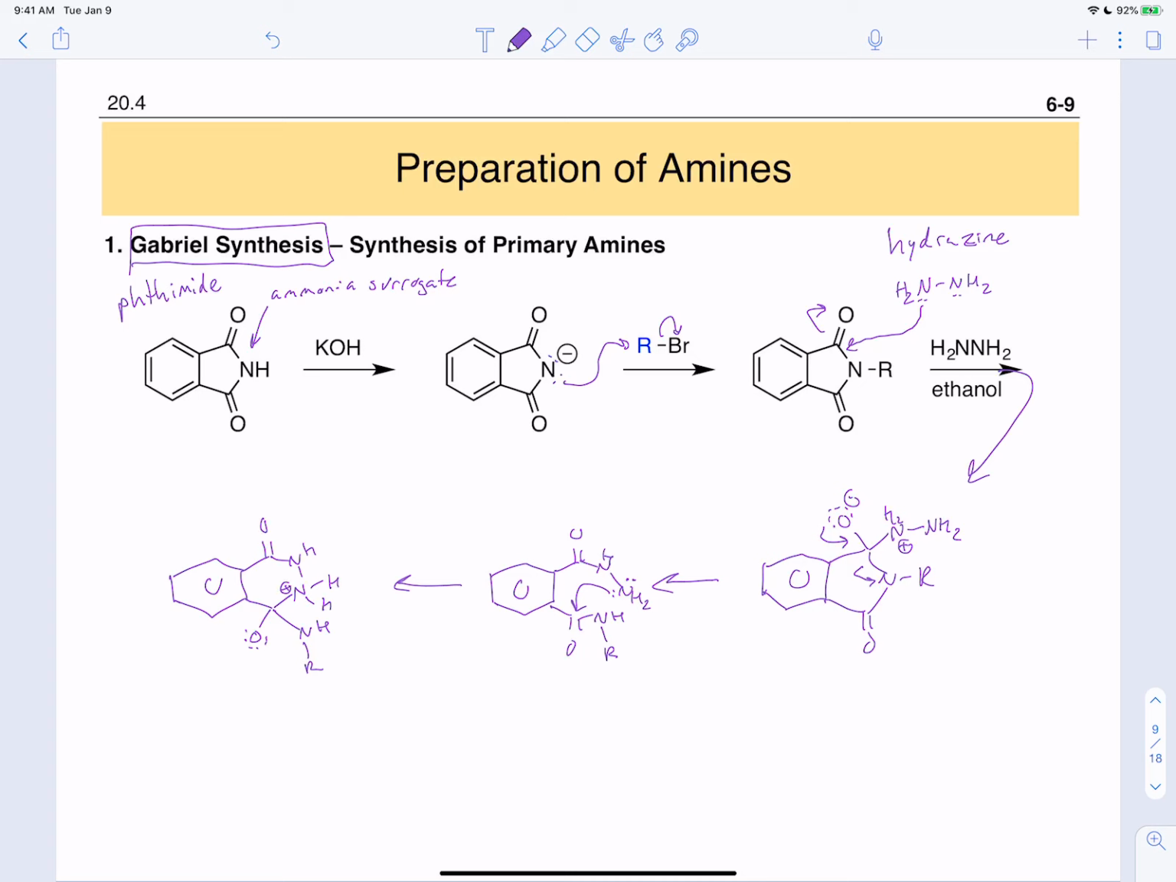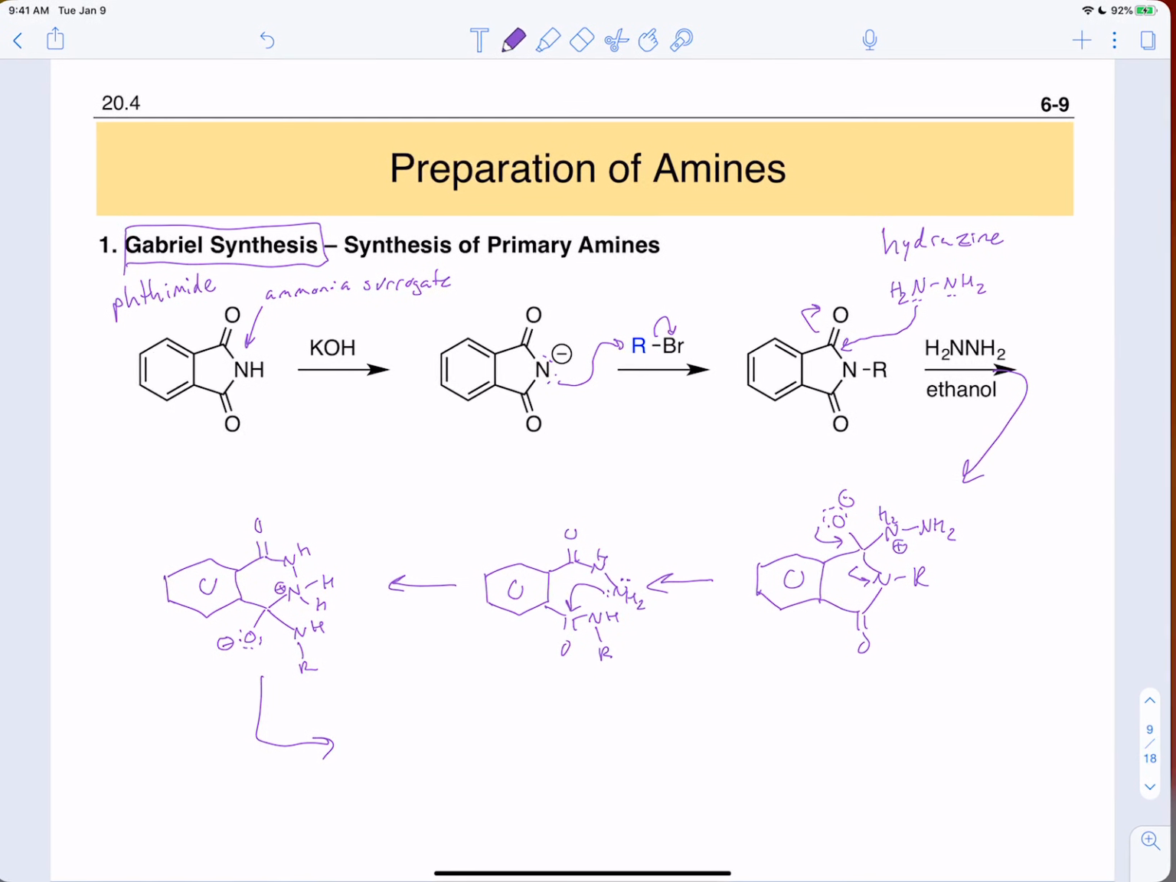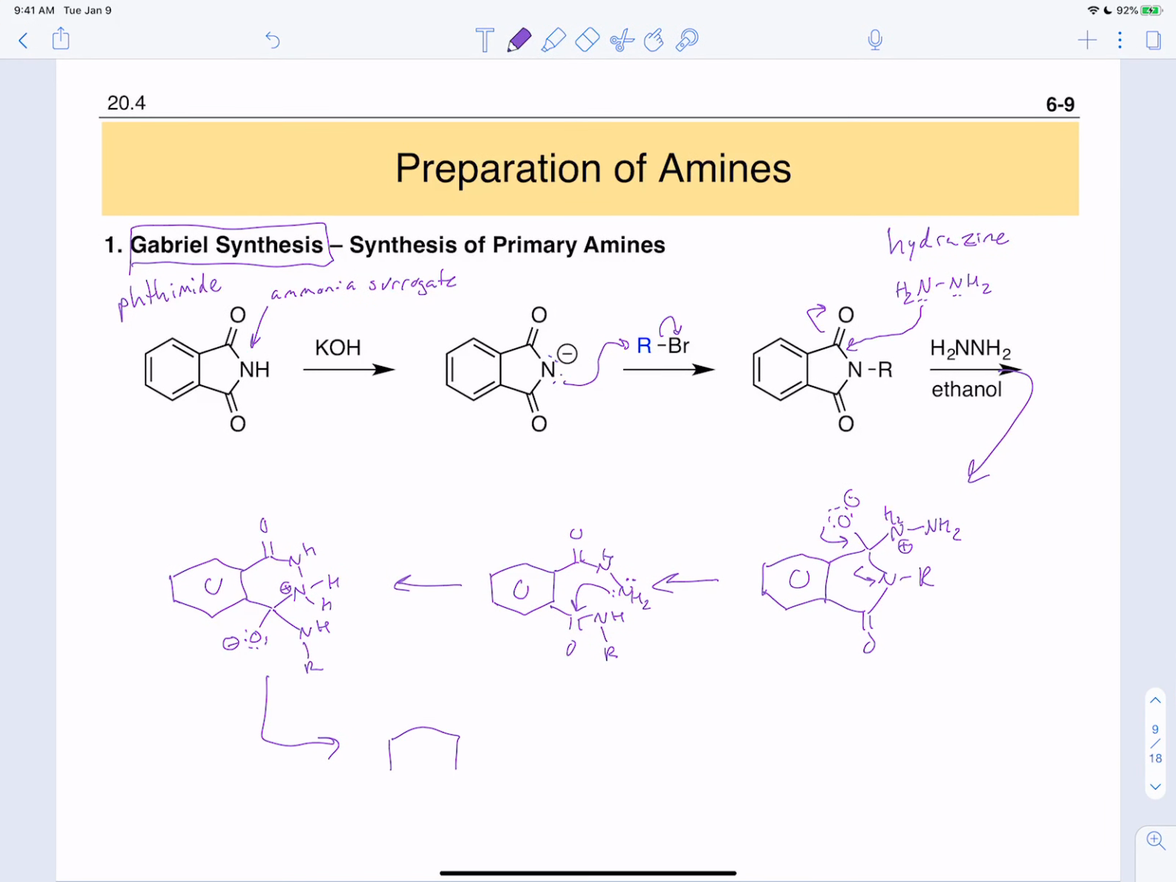And now, once again, we're going to have another proton transfer, collapse of the tetrahedral intermediate. And this gives us now a new heterocycle byproduct along with a simple primary amine.